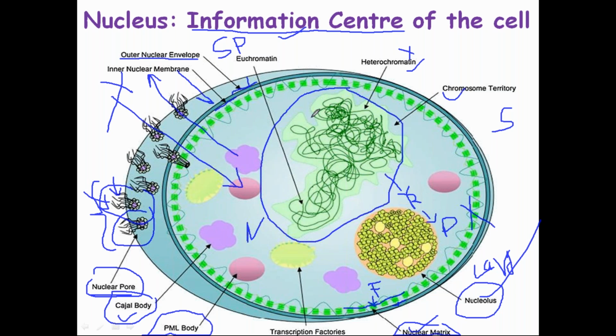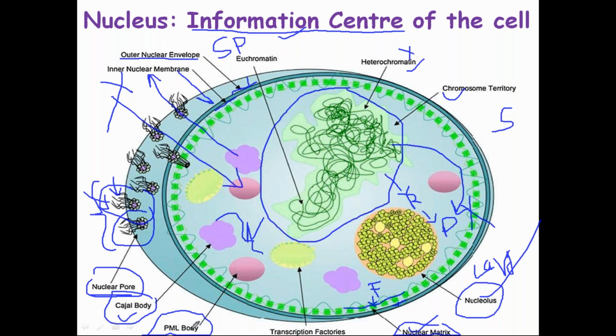So the information is transferred, and all these bodies are helping in this. The specific function of the Kajal body is that it is an important body which is useful for mRNA processing. Very, very important for your single liners and your 2 marks: the Kajal body is important for mRNA processing.